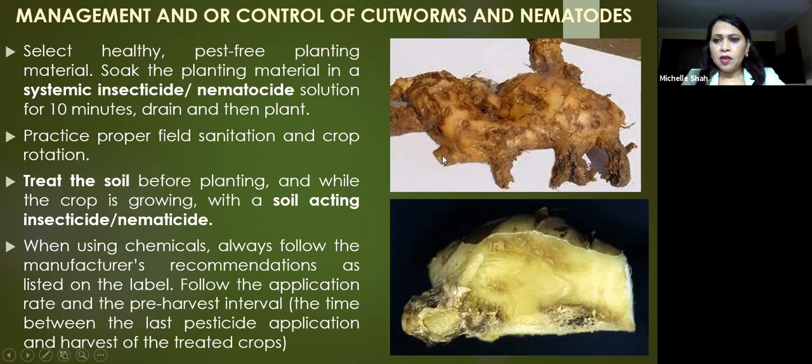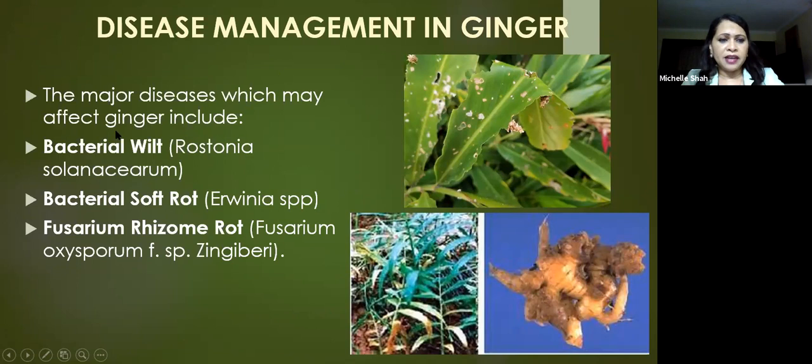These pictures show you the damage on the ginger rhizome caused by cutworms. And we see the damage on the inside as well. Disease management in ginger. The major diseases that affect ginger are bacterial wilt, bacterial soft rot, and fusarium rhizome rot. So the bacterial wilt can be seen in the picture here, where the leaves are affected. And we see soft rot, bacterial soft rot, on the rhizome here.